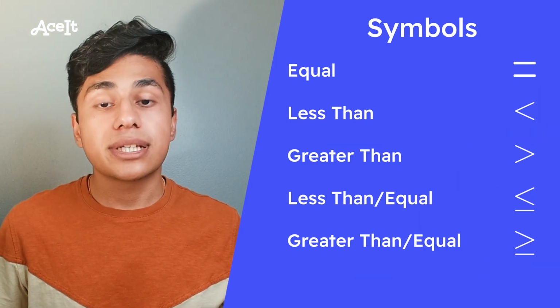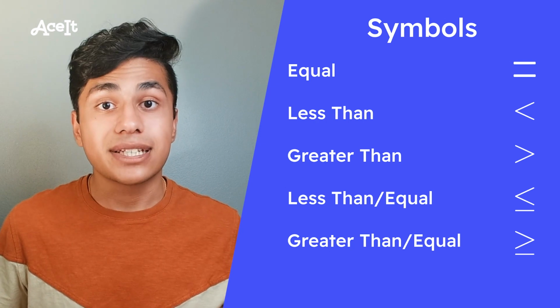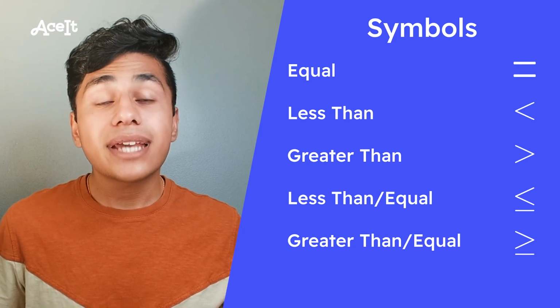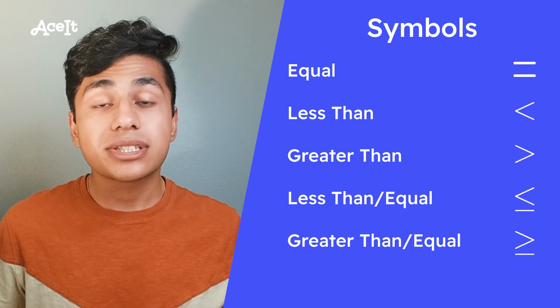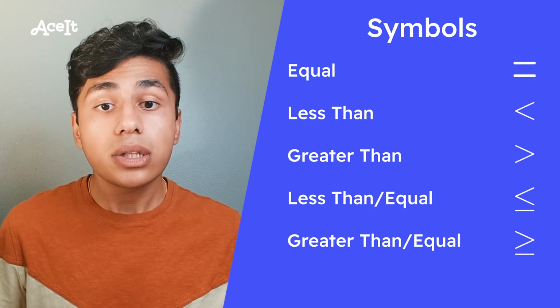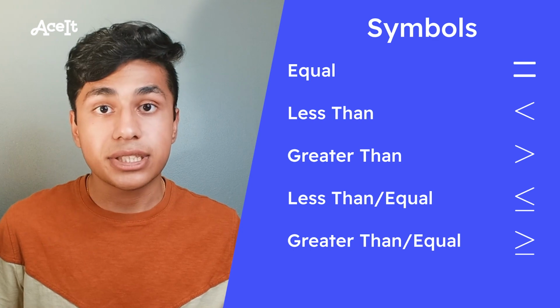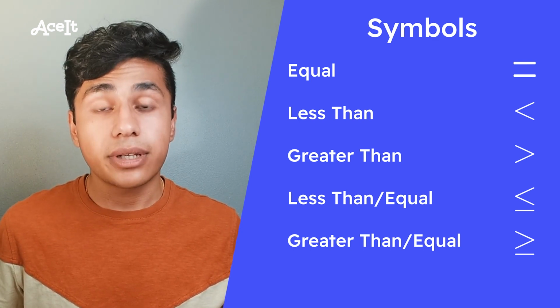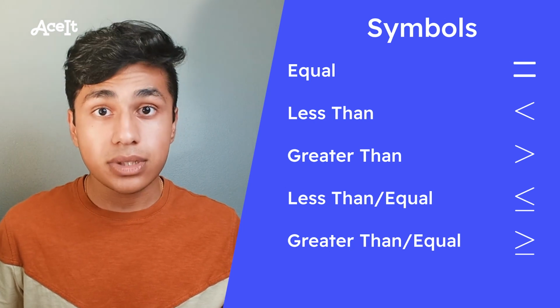First, I'm going to go over the symbols you need to be familiar with for this lesson. The first one is the equal sign, which you all probably know by now. But in case you haven't seen the rest, they are symbols that are associated with inequalities or non-equal relationships. They are less than, greater than, less than or equal to, and greater than or equal to.